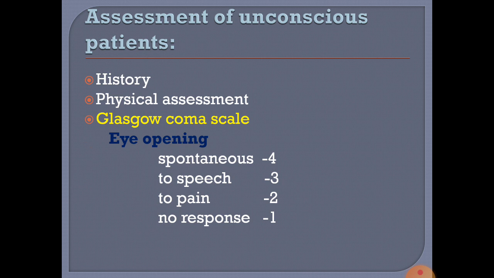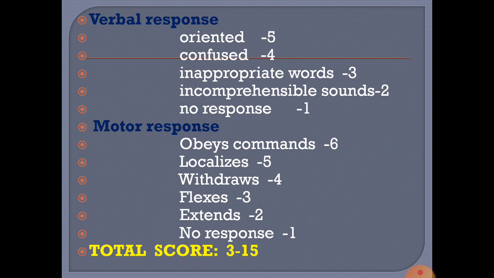It consists of a total of 3 components, that is eye-opening, verbal response and motor response. Eye-opening consists of 4 scores that involve spontaneous, to speech, to pain and no response. Verbal response includes orientation, confusion, inappropriate words, incomprehensible sounds and no response. And the last is motor response, which includes obeys commands, localizes, withdraws, flexes, extends, and no response. Here total scores range from 3 to 15.